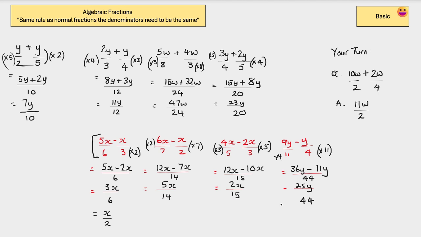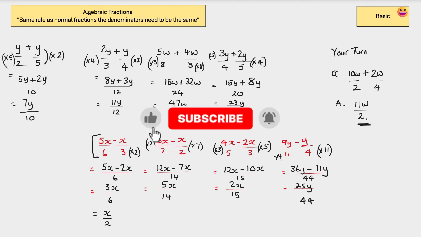So that's your bare bones, your basic algebraic fractions. So your turn. Have a go at this one using the format. Remember to write your methods. No guesswork, please, because you won't get your method marks in your exam. And there's your answer. See if you can get the right answer.